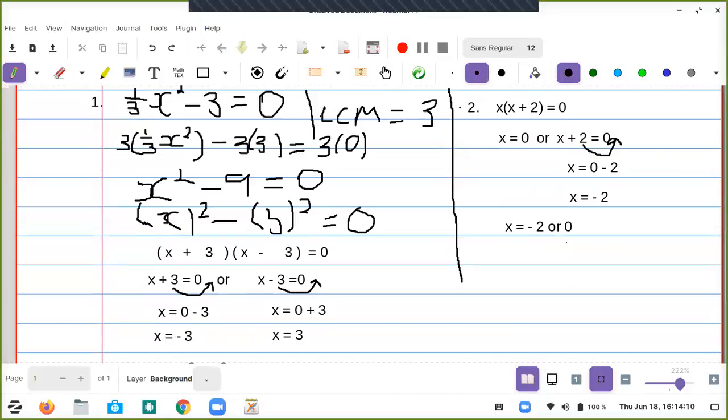Now I can just do a quick check by substituting it here. Take the first root, substitute it here. It's negative 2 times the bracket. The bracket is negative 2 plus 2. Negative 2 plus 2 gives us 0. 0 times negative 2 is 0. 0 is equal to 0. Left-hand side is equal to right-hand side. Perfect. That's good, which means it's correct. Then you take the 0. x is equal to 0.